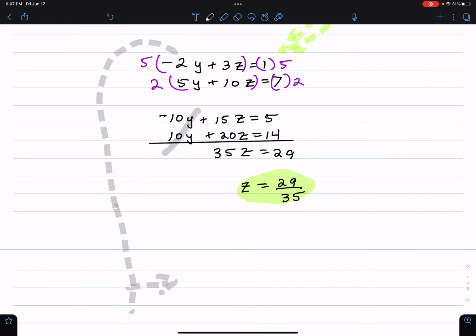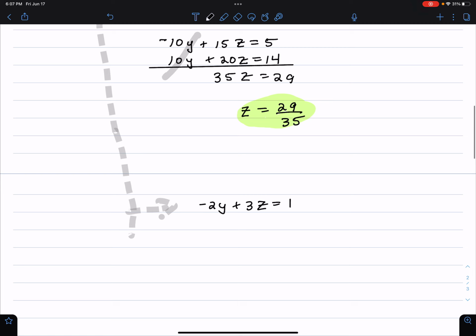So I'll take negative 2y plus 3z equals 1. And I'm going to put in now the 29 over 35.